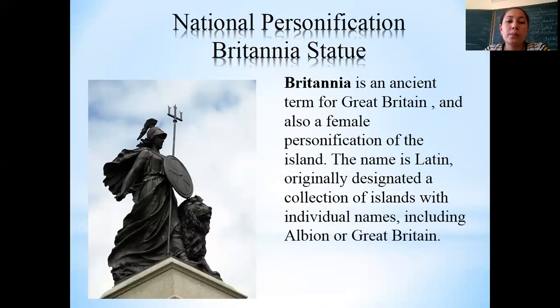So the next symbol is the national personification, the Britannia statue. Britannia is an ancient term for Great Britain and also a female personification of the island. The name is Latin, originally designating a collection of islands with individual names including Albion or Great Britain.